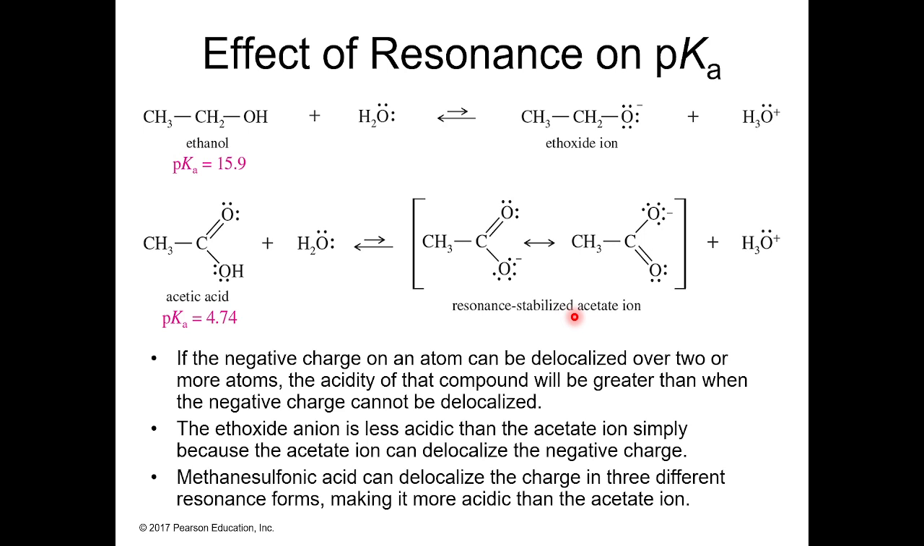So this is the effects of resonance on pKa. Right here we can again see that this one here is resonance stabilized, whereas this one is not. Resonance stabilization is going to act to stabilize your base, so it stabilizes your conjugate base. Anything that makes your conjugate base more stable is going to do what? What's the strength of a base?